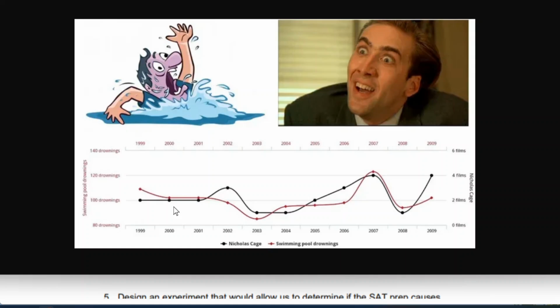If we think about this, Nicolas Cage movies tend to be released during the summertime. Swimming pool drownings will often be more numerous during the summertime as well. So we can at least imply that both of these have a common cause in the number of films in the summer or with summertime weather.